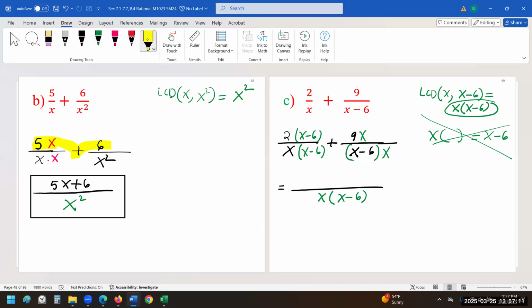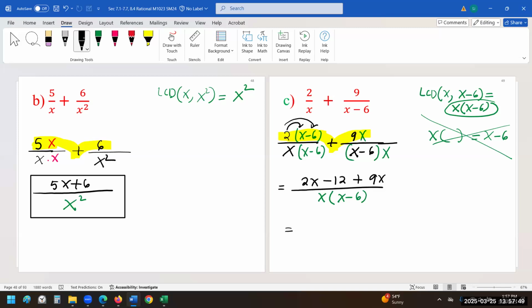That means it's time to combine the numerators. So what do you get for the first numerator? 2x minus 12. And we are adding the second numerator, 9x. We have two terms here, right? So we have to distribute. And then we have one term here, so we just bring it down.